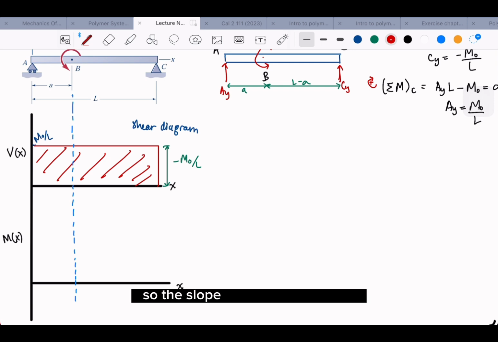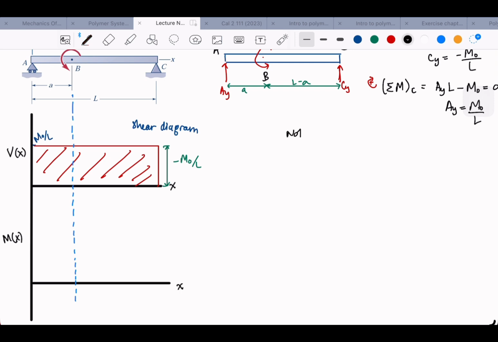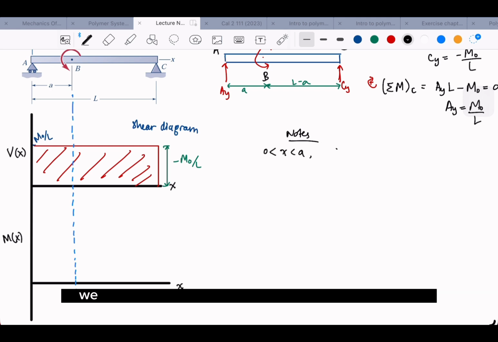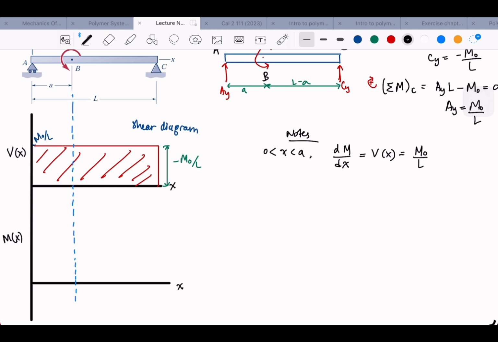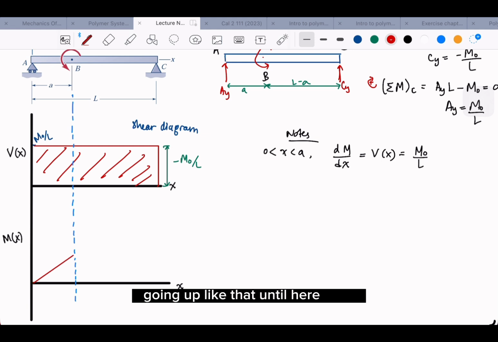So the slope, let me write here the notes, that from 0 to A, we can take the derivative of the M is equal to V, right? Which is equal to M0 over L. So this will be the slope. Okay. So this will be going up like that until here.